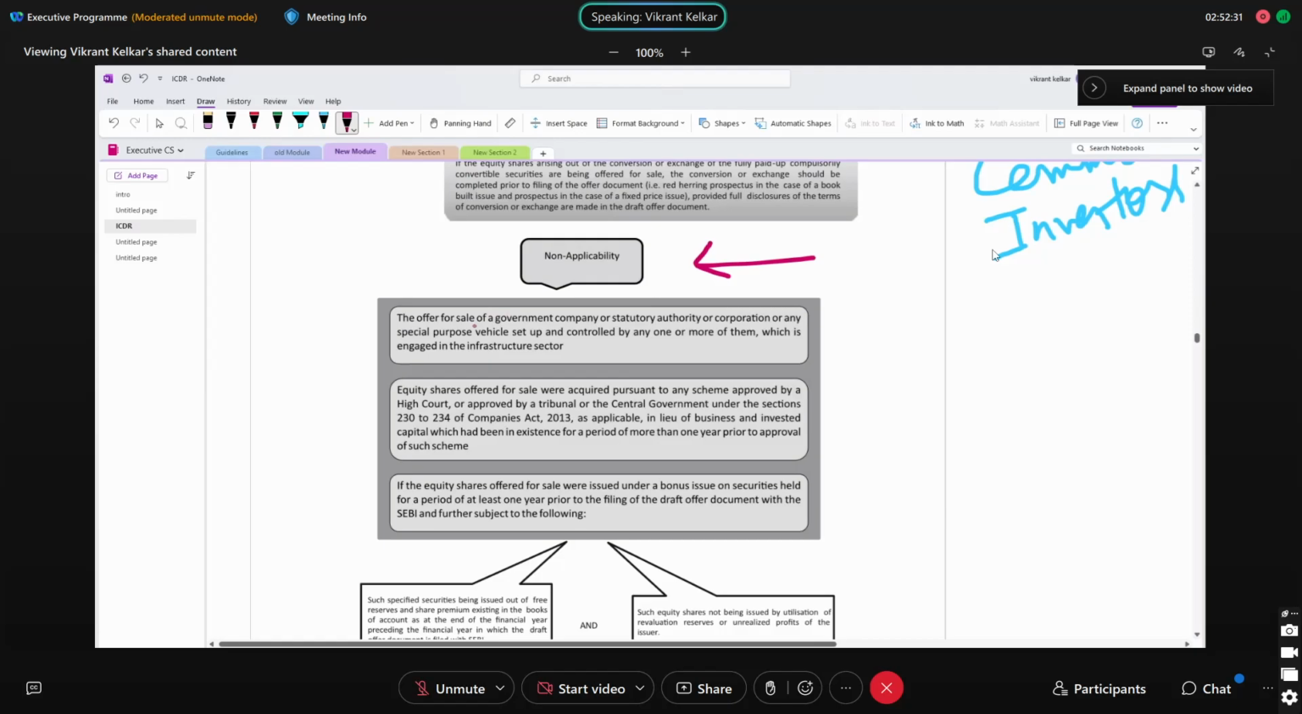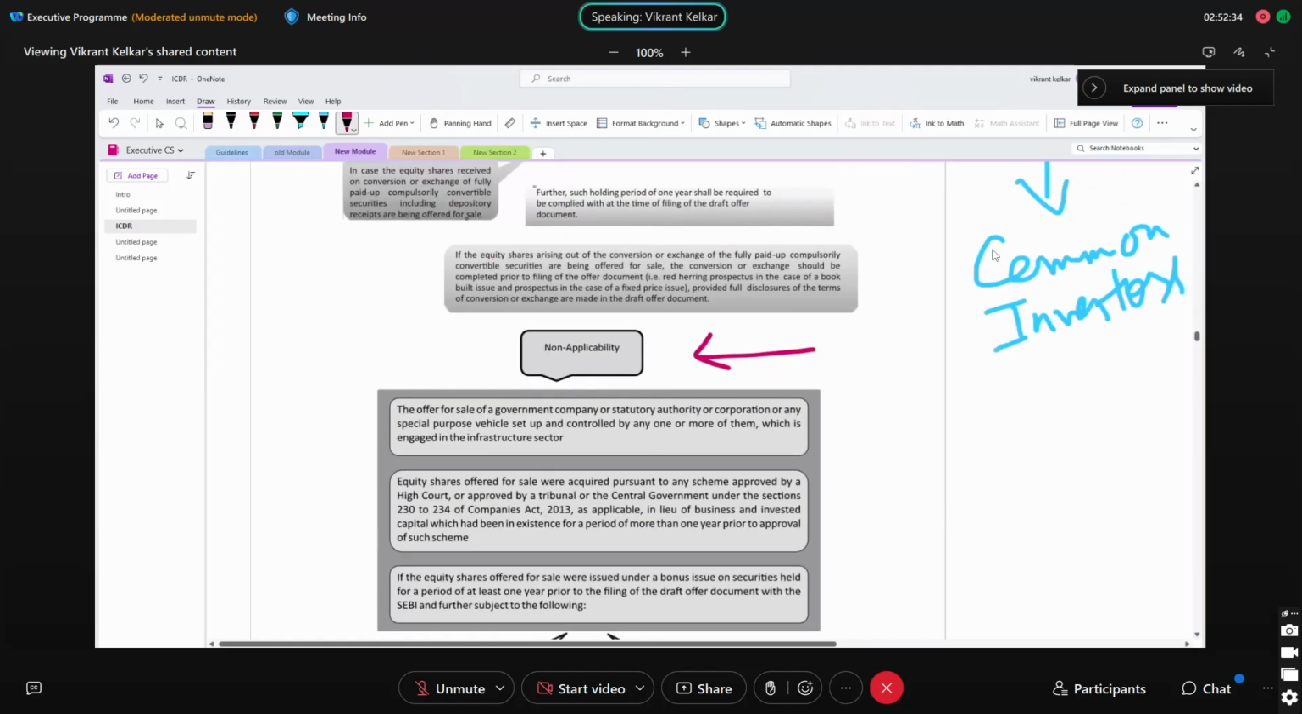Non-applicability. The offer for sale of a government company or statutory authority or corporation or any special purpose vehicle set up and controlled by any one of them which is engaged in the infrastructure sector. So the regulations and the conditions regarding offer for sale are not applicable for what? Sale by a government company. Means what? Have you heard about disinvestment? Sanjay, have you heard that the government sells its own shares to private parties? That is called disinvestment. But as per our logic, this might be offer for sale or not.